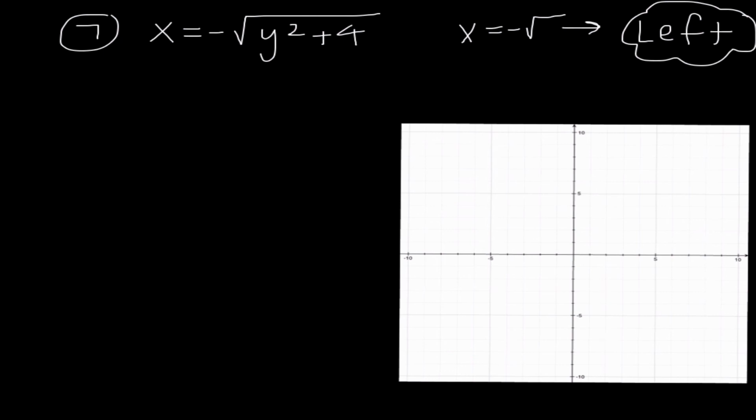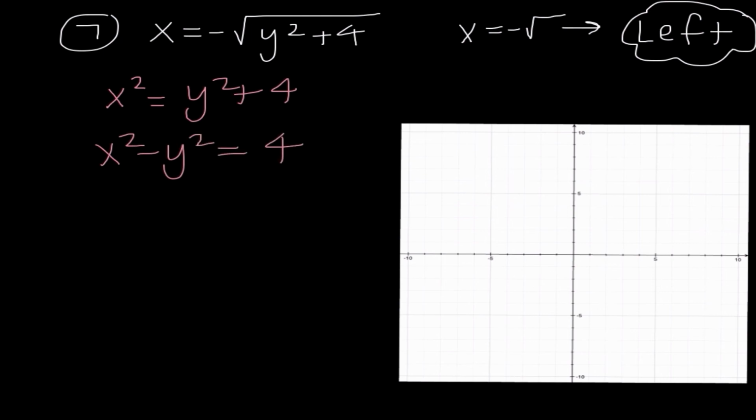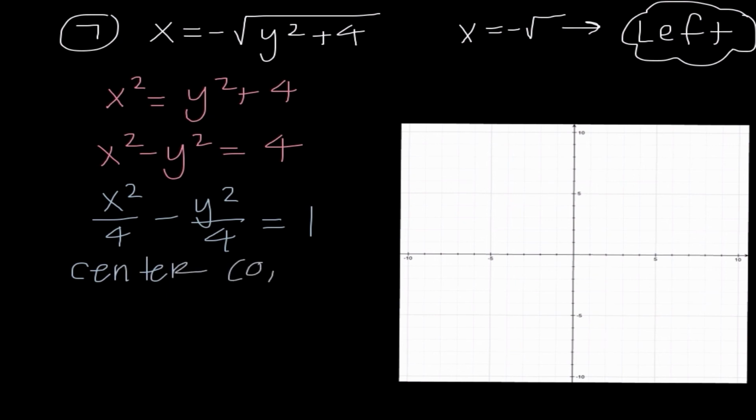Now, if I look back here, I really cannot tell what type of conic section this is until I square both sides. When I square x, I get x squared. And when I square negative, I know it becomes positive. And the square root of y squared plus 4 becomes just y squared plus 4. I need to get my squared terms on the same side before I determine what it is. And now I can tell that this definitely is a hyperbola because I have subtraction. So I'm going to divide by 4 and I get x squared over 4 minus y squared over 4 equals 1.